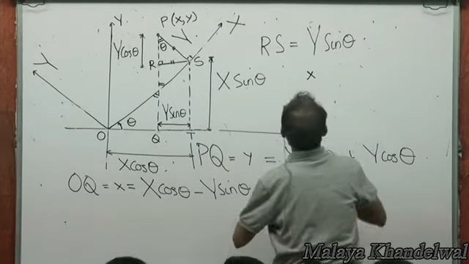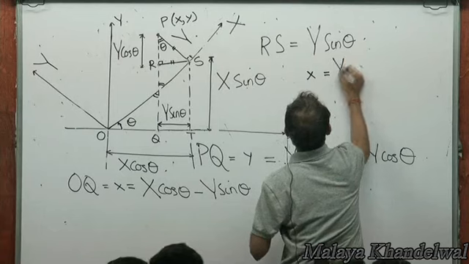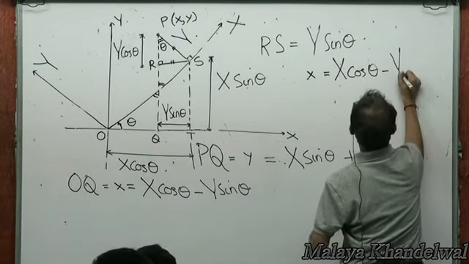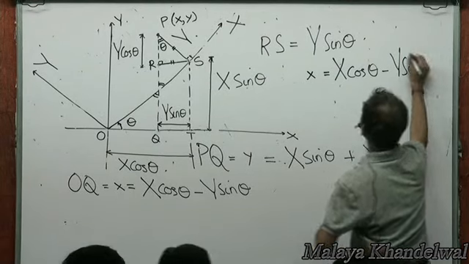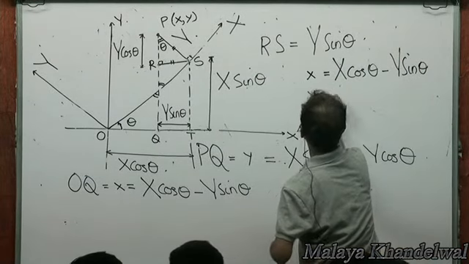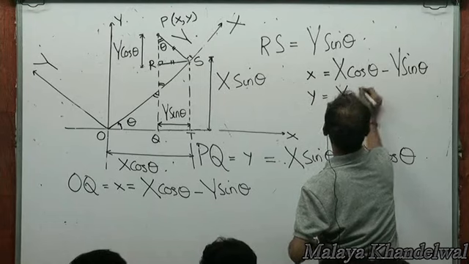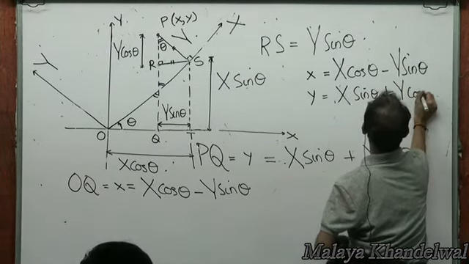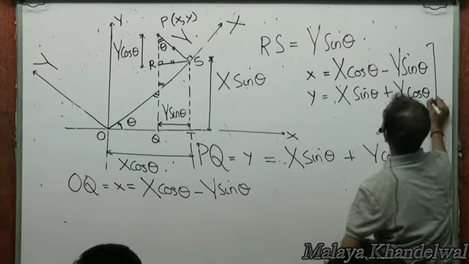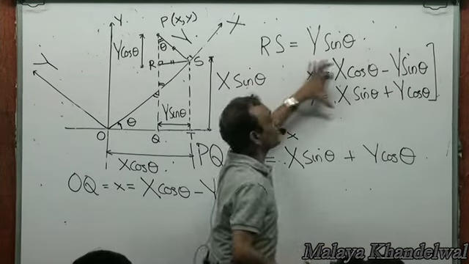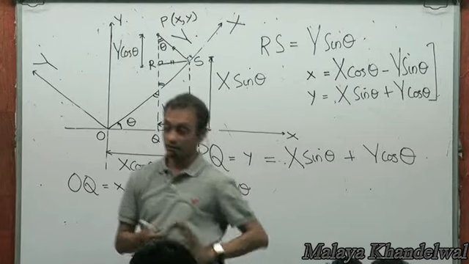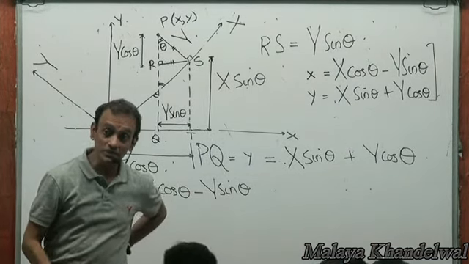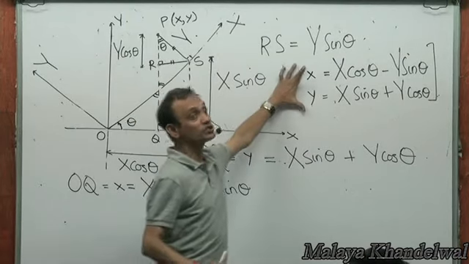So small x is capital X cos theta minus capital Y sin theta, and small y is capital X sin theta plus capital Y cos theta. This is the transformation from xy to capital XY. Yes or no? Got to remember this. From small xy to capital XY, this is the transformation.